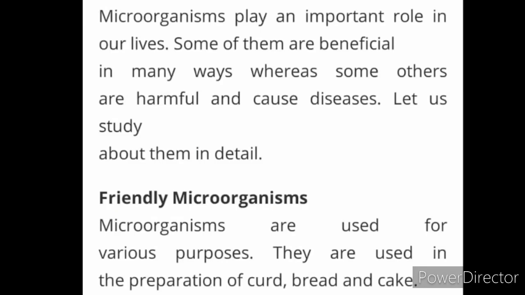Microorganisms play an important role in our lives. Some of them are beneficial in many ways, whereas some others are harmful and cause diseases. Let us study about them in detail. Friendly microorganisms. Microorganisms are used for various purposes. The most common use of microorganisms is in the preparation of curd, bread and cake.